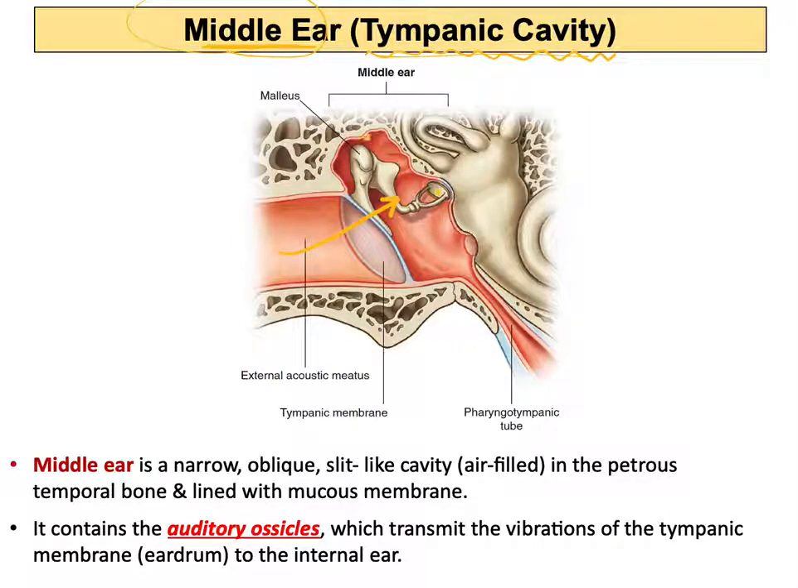this room is connected anteriorly and posteriorly. It has two doors. The anterior door is connected with the nasopharynx. So this tube, we call it the pharyngotympanic tube because it connects the nasopharynx with the tympanic cavity. That's why it's called tympanic cavity, right? It is also called the Eustachian tube or pharyngeal tube.